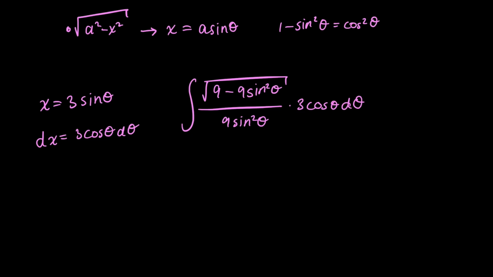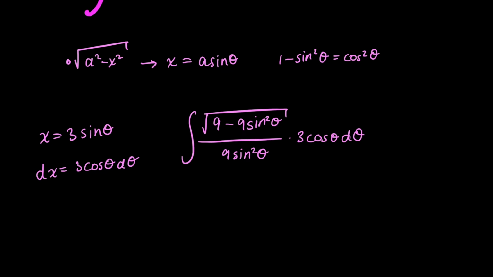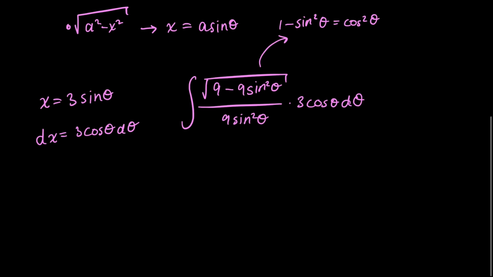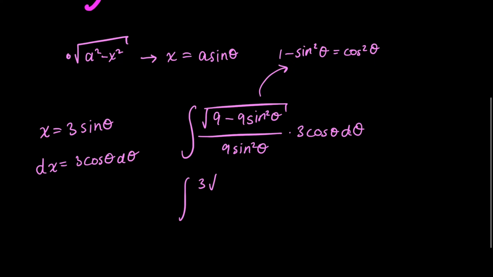The first thing that I can clean up is my square root term. I notice that this is exactly the trig identity up here, but instead of 1 minus sine squared theta, I have the whole thing multiplied by 9. I can factor that 9 and take it out of the square root, so I have 3 square root, and instead of 1 minus sine squared theta, I have cosine squared theta, divided by 9 sine squared theta, times 3 cosine theta d theta.